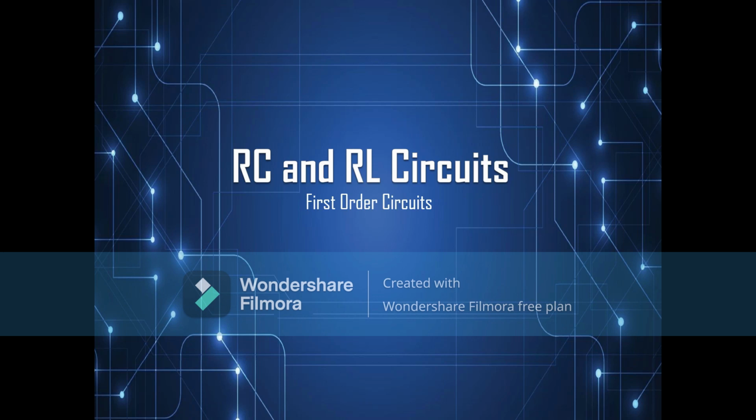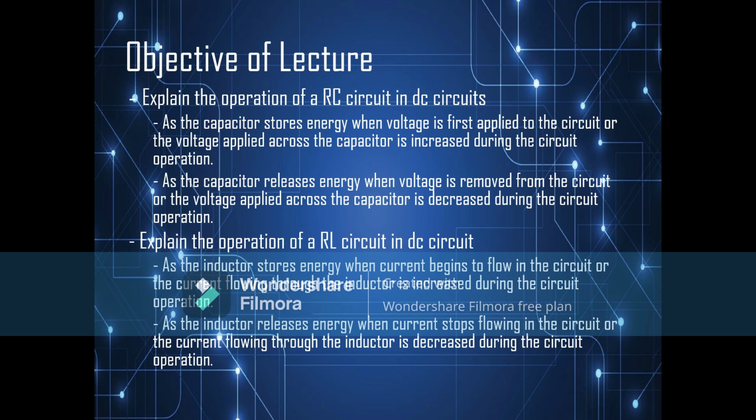RC and RL circuits, first order circuit, chapter 7. Objective of lecture: explain the operation of an RC circuit in a DC circuit.